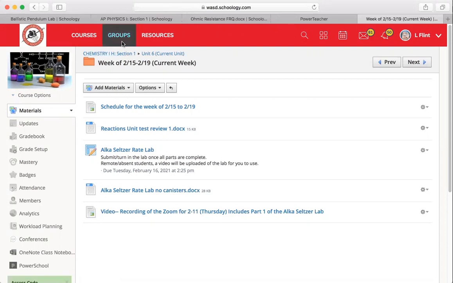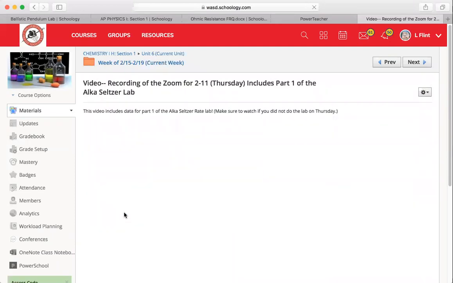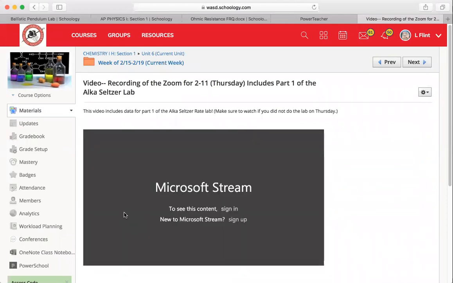But if you're a remote student or if you were absent, in the folder for this week, the lab itself, you can turn it in here. This is the lab itself, the Alka-Seltzer Rate Lab, no canisters. And then at the bottom of the folder, there's a link that says video recording of the Zoom for 2/11. So this is a video from not your class, but from a different class, but from the same lab. Anyway, it's just not logged in.